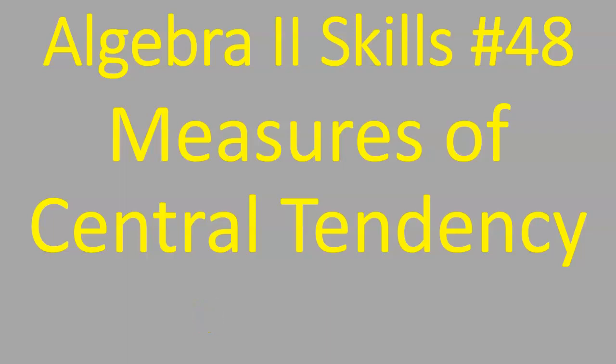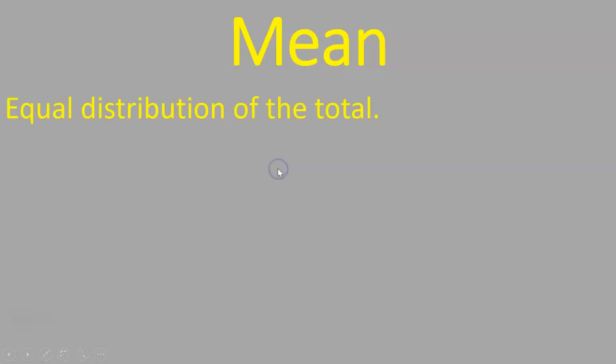Okay, Algebra 2 skills number 48, measures of central tendency. Let's see what this is all about. All right, so first we have the mean. The mean is also known as the arithmetic mean. There are different kinds of means, but here it's the arithmetic mean, an equal distribution of the total.